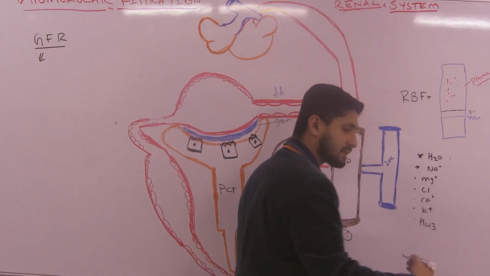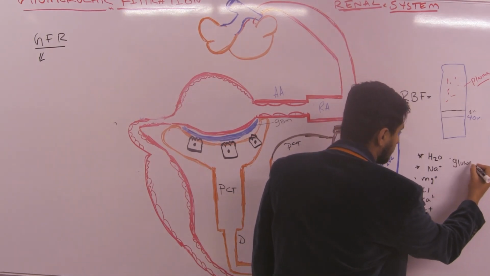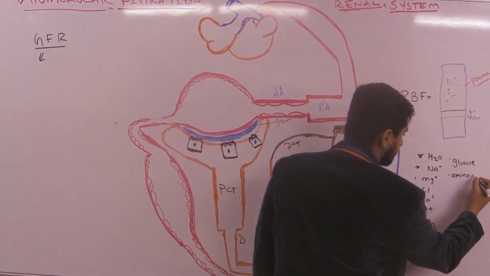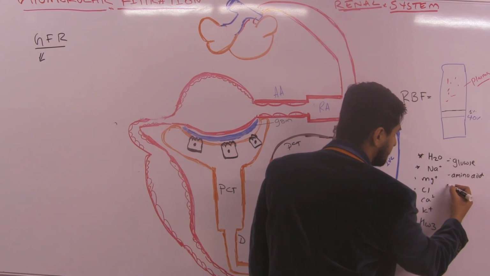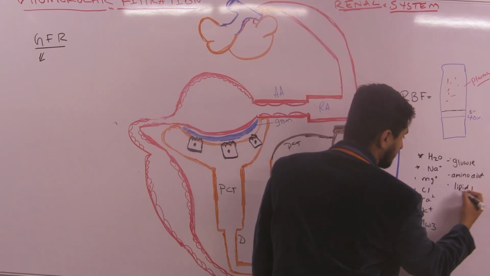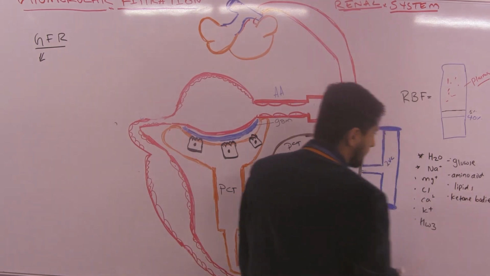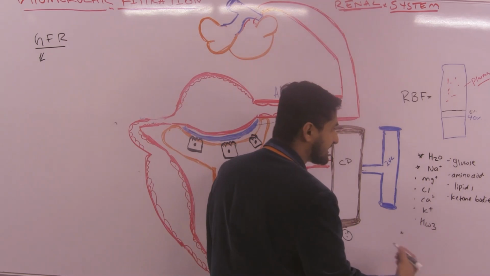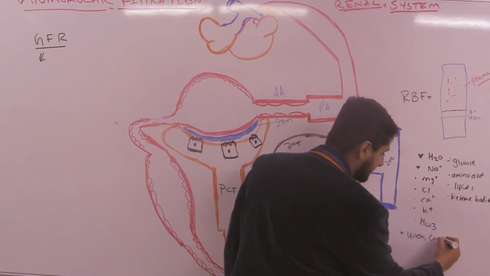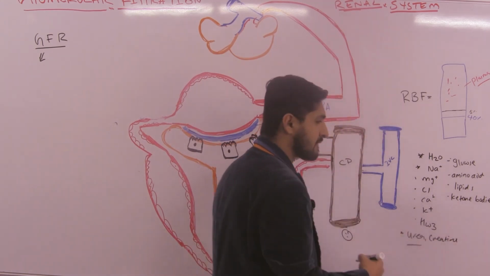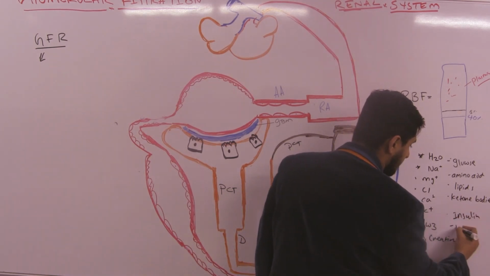But they also have metabolites. For instance, you have glucose, amino acids, because these are all things that get filtered. I'm just writing it down: glucose, amino acids, lipids, even some ketone bodies. And what about any sort of metabolic waste, like urea, creatinine? They also get filtered. What about some of the hormones like insulin, myoglobin?